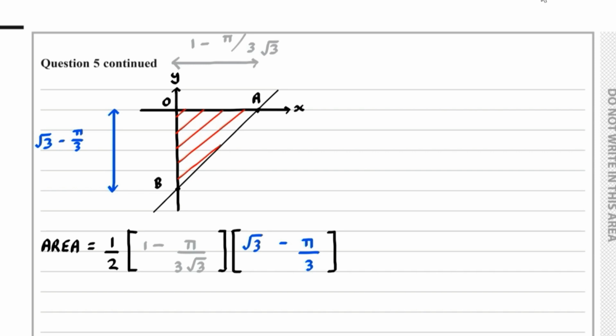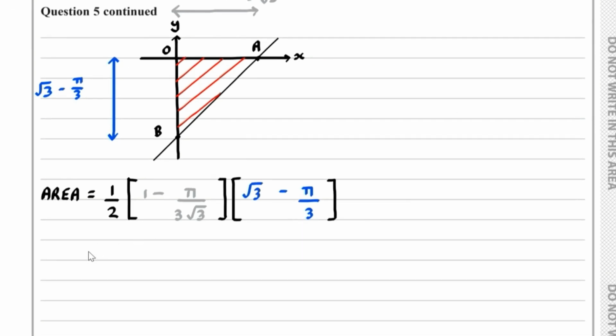So let's work all of this out. We have here 1/2 multiplied by, well, here we've got 1 times root 3, which is root 3. So let's just write that out clearly. And then we've got 1 times minus pi over 3, so that's minus pi over 3. And then we've got minus pi over 3 root 3 times root 3. Well, that will just be minus pi over 3.